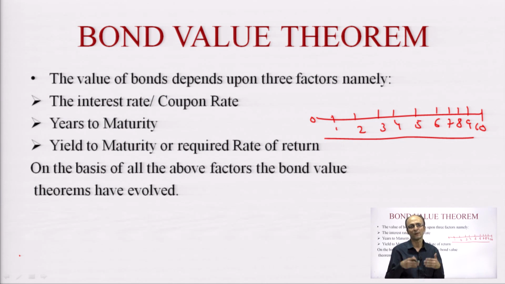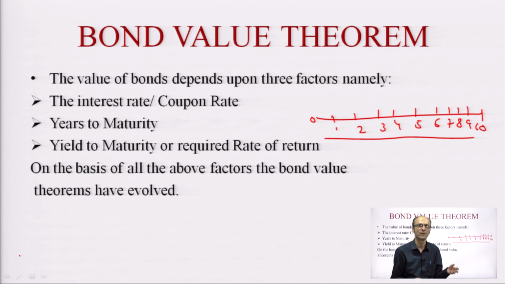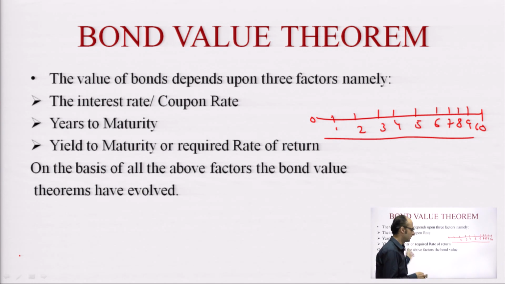And suppose the expectation of the bondholder started to decrease, the value of the bond will rise. Now, all these three factors have a significant impact on the value of the bond, and on the basis of these three factors, bond value theorems have evolved over the years. Now, we will be discussing different bond value theorems which have evolved based on all these three factors.